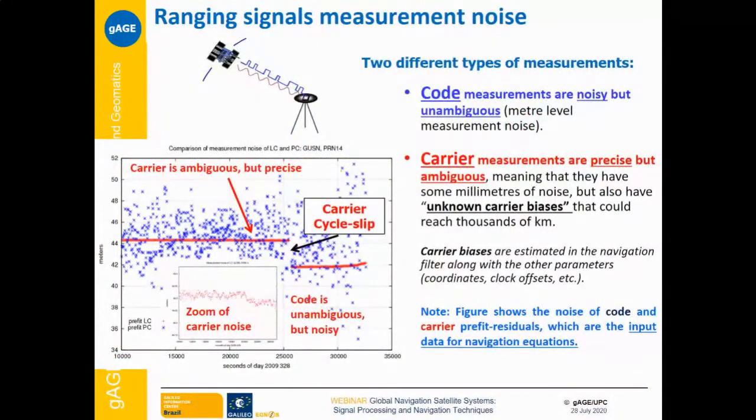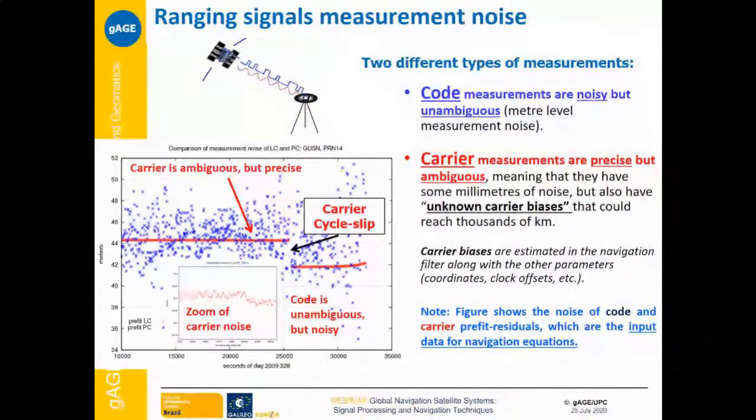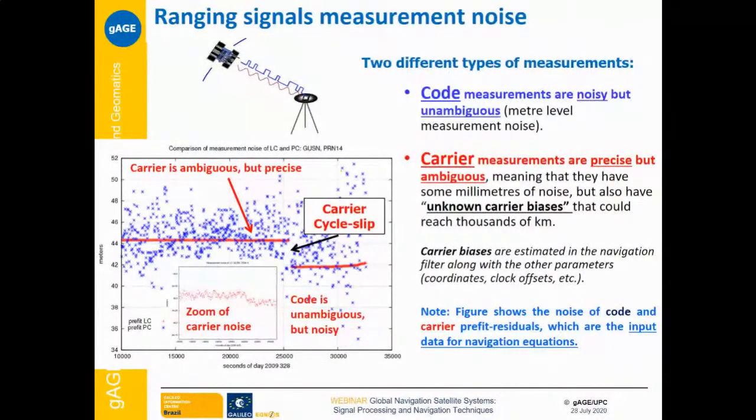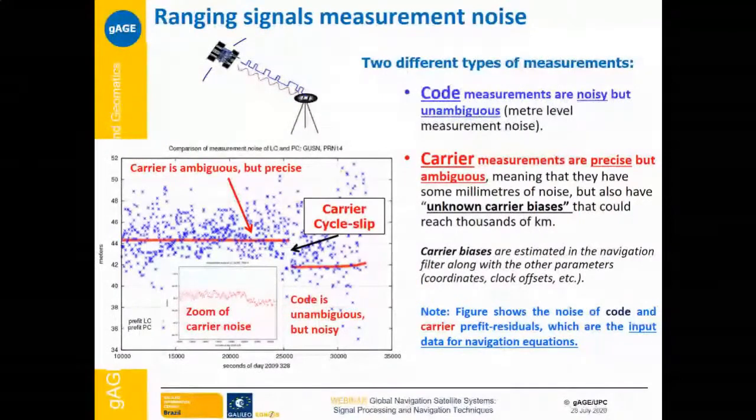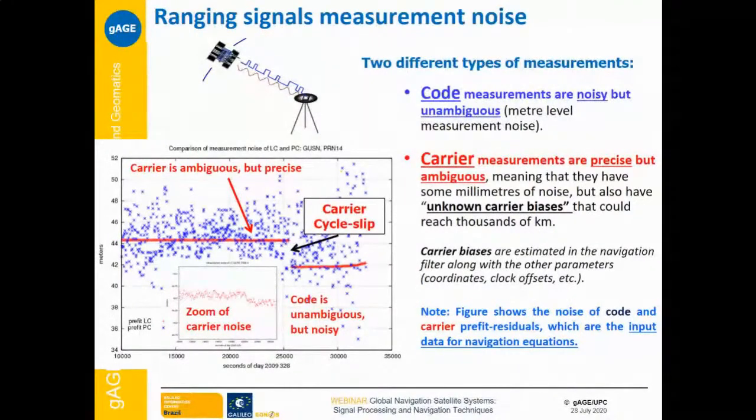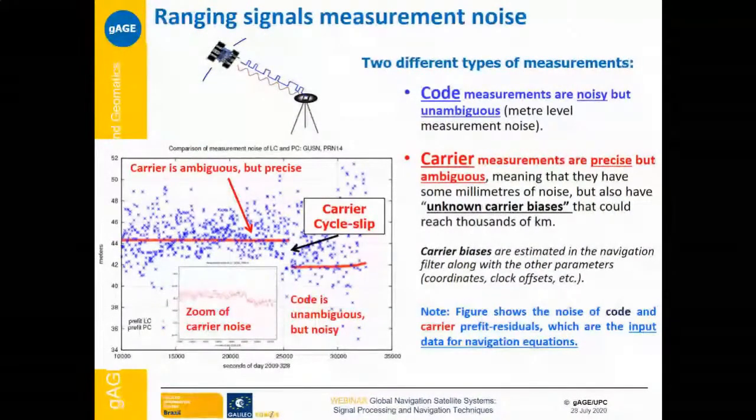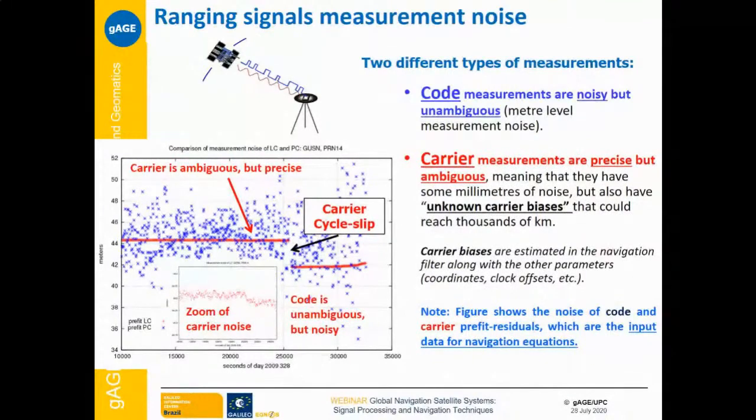Regarding these two types of measurements, it is important to take into account that they are very different. We have in blue depicted the noise of the code measurements. The code measurements are noisy, as you can see in the plot, but are unambiguous. They are an absolute measurement. In contrast, and this is what we have in red in the plot, we have the carrier. The carrier measurements are very, very precise.